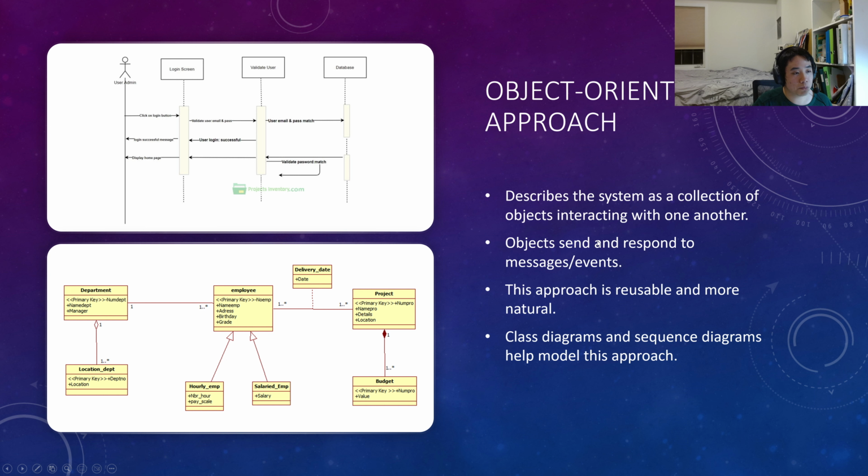So objects send and respond to different messages and events. This is reusable, and it actually sounds more natural because we do see the world as a whole lot of different objects. You can fill a coffee cup, you set an alarm, and so on and so forth. You can model this approach using class diagrams and sequence diagrams, to name a few.